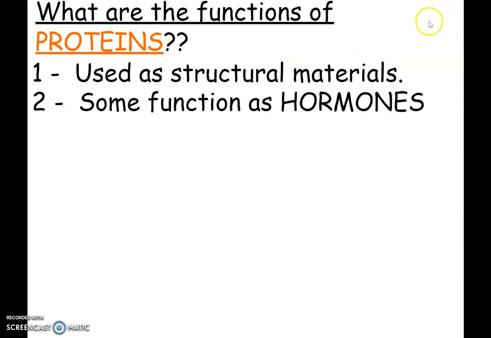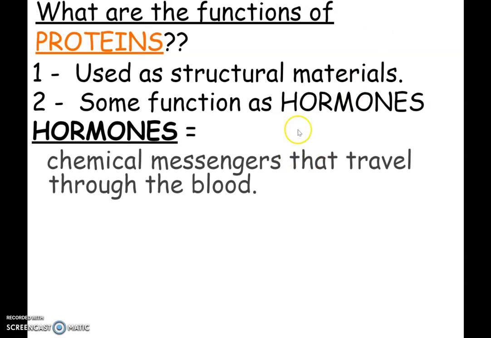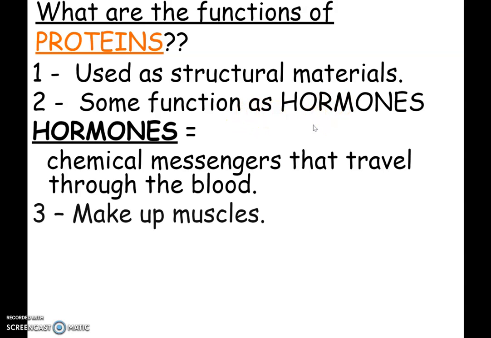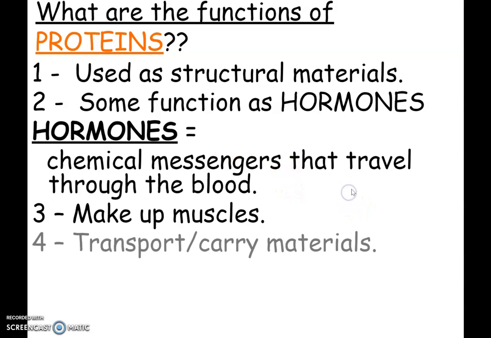They function as hormones, just like lipids. Hormones can either be proteins or lipids, and we said that hormones are molecules that send messages from one part of the body to the other, and they're usually, or always, carried through our blood. And then they make up our muscles. When you see people working out trying to gain muscle, they'll often have a protein shake before they work out, to add protein to improve their muscle tone or increase the size of their muscles. We're going to learn that proteins play a huge role in transporting substances in living things.